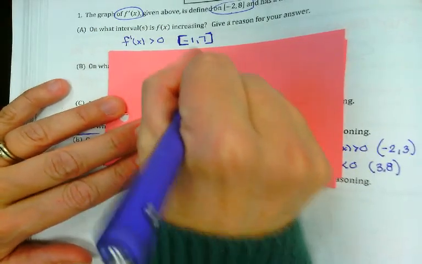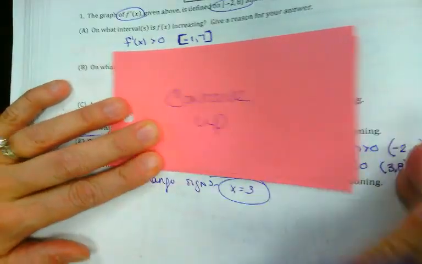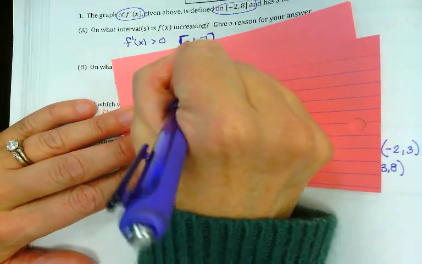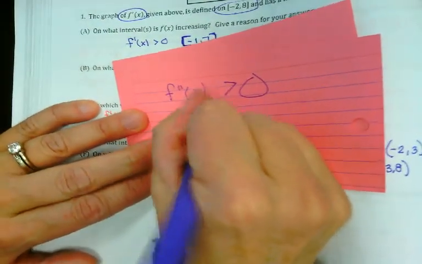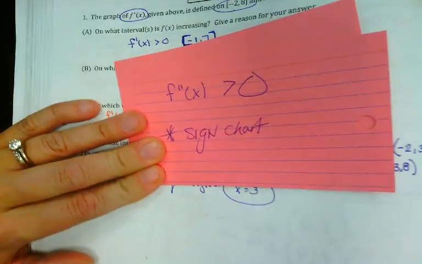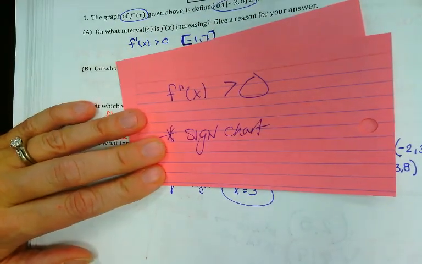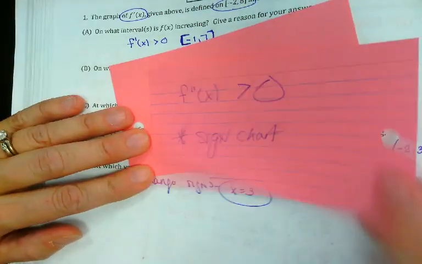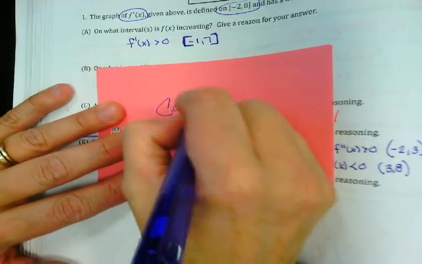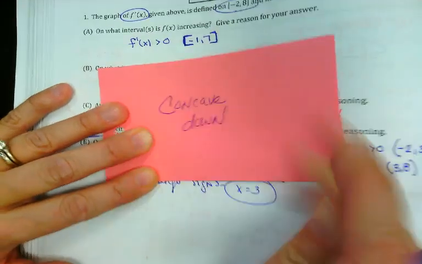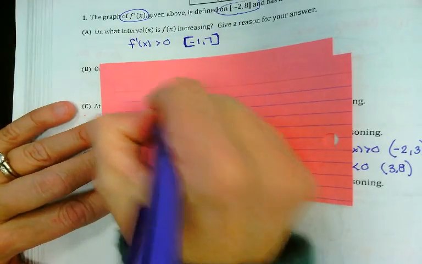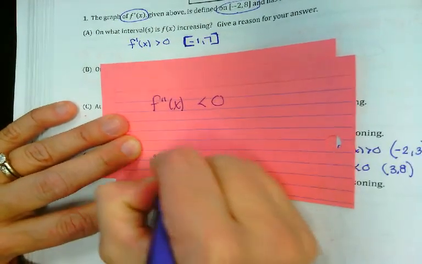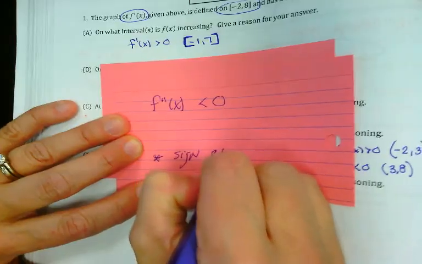All right, what do we got? Concave up. Okay, our reasoning is f double prime is greater than 0. And again, I'm going to make a note. You need a sign chart, unless you're looking at the graph. All right, if it's an algebraic equation, you have to make a sign chart. Concave down. F double prime is less than 0. And again, you need a sign chart.